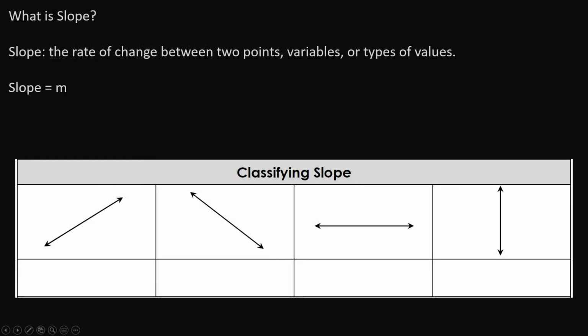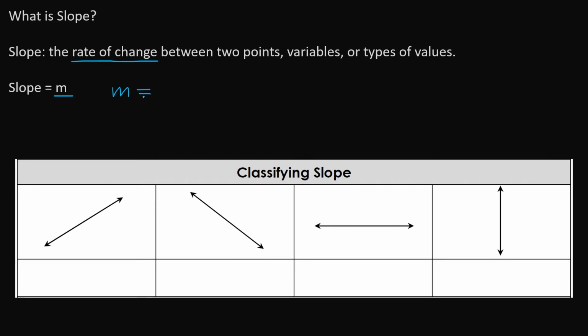So let's talk about slope. What is slope? Well, we know from algebra that slope is the rate of change between 2 points, 2 variables, or 2 types of values. So we mainly use slope to compare the relationship between 2 quantities. The variable we use for slope is m, and remember that we have specific formulas to calculate slope.